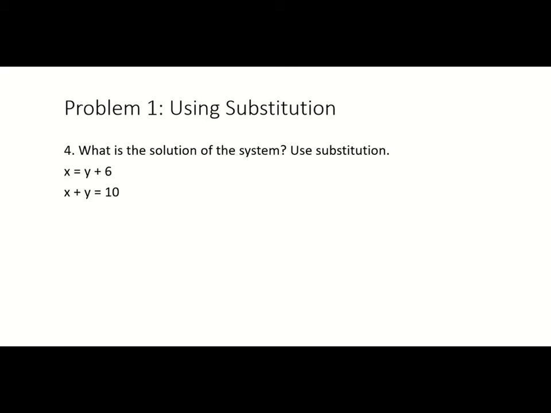Our next problem, what is the solution of the system? Use substitution. This time we have x equals y plus 6 and x plus y is 10. Again, for substitution to work, one of your equations needs a variable by itself. In this case, x is by itself. So I'm just going to plug it into the second equation. I'm replacing x with what it is, y plus 6, and then copying the rest of that second equation like I see it. So plus y equals 10.